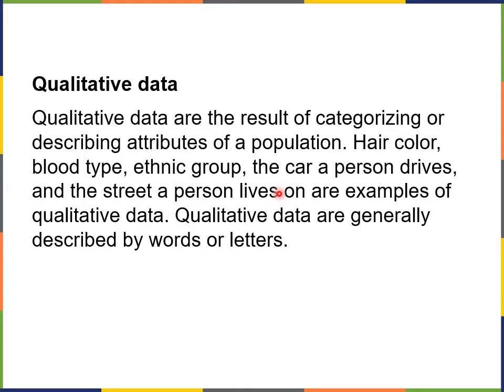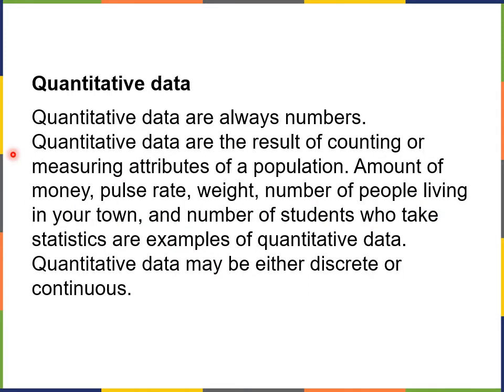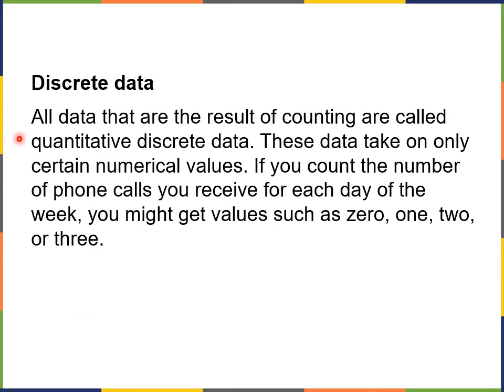We're not going to do a whole lot of qualitative data this first semester. Quantitative data are numeric, and this is what we're going to study a lot. So we're going to look at things like money, pulse rates, weights, number of people living in your town, etc. And we're going to study this quantitative data. We also break it into two groups, discrete and continuous. So again, numerical value is broken into discrete and continuous.